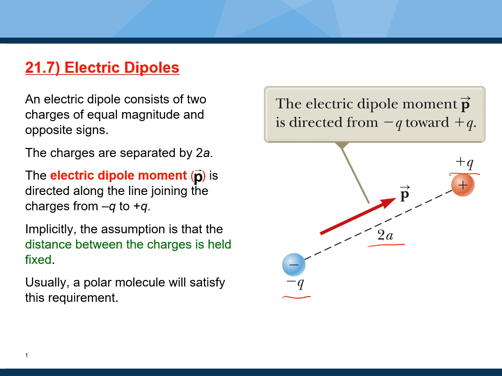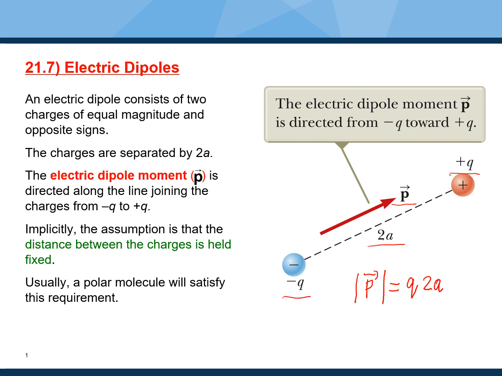Now, what is the direction of that vector? The direction of the vector is such that it always goes from the negative charge to the positive charge in this fashion. And what is the magnitude of the vector? The magnitude of that dipole vector is just equal to the magnitude of the positive charge times the separation between the two charges, which in our special case is equal to 2a.